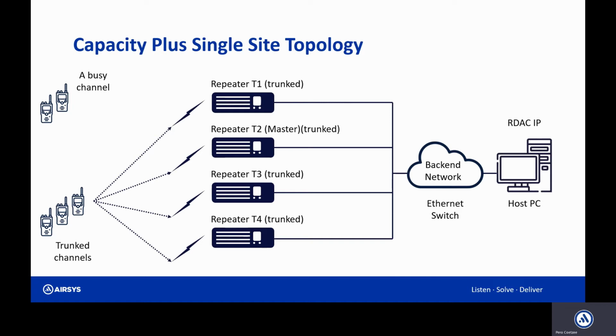And this is a site topology of a Capacity Plus system. So here you can see there are 4 repeaters. There's one master repeater, and the same with any Motorola Turbo system. You always have one master repeater and the rest will all be peer repeaters. These all sit on the same switch, and to that switch is also connected a host PC. And this is running RDAC in this instance, but you could have something like RM, where you can use OTAP to program radios through the system, or Turbonet, or any other application that's compatible with the system.